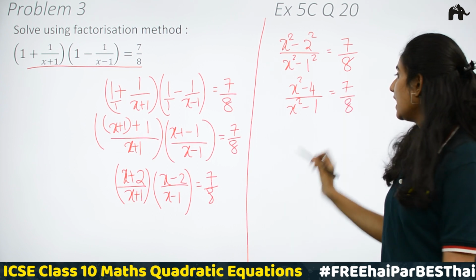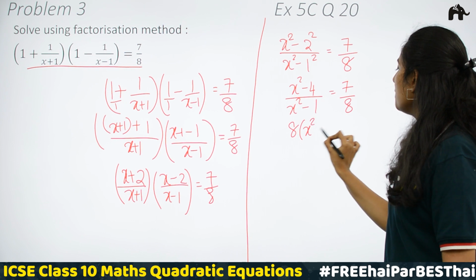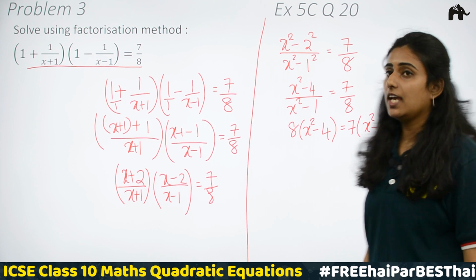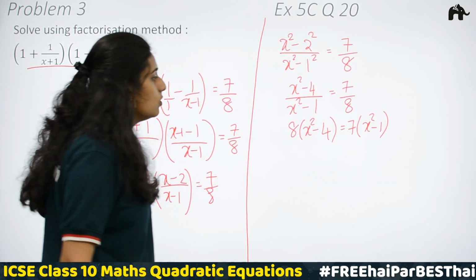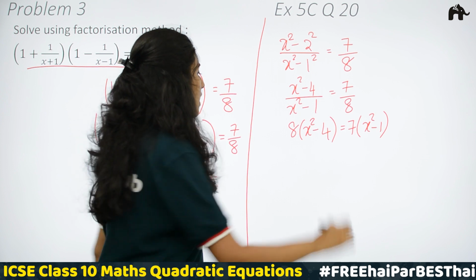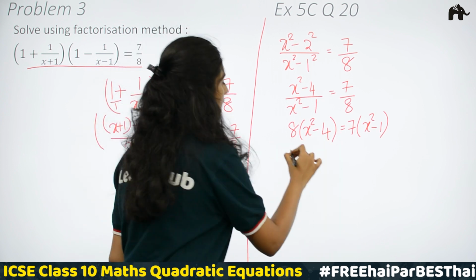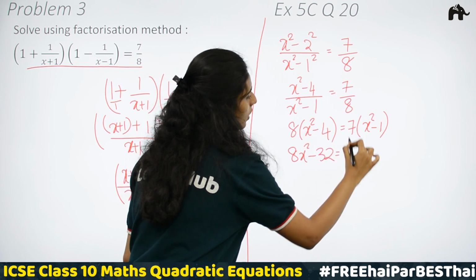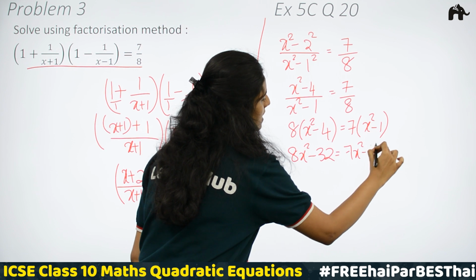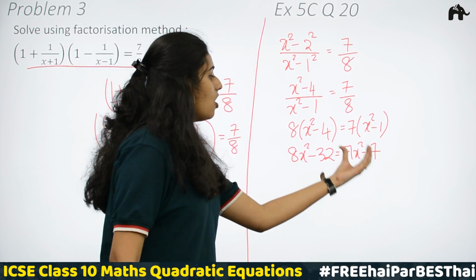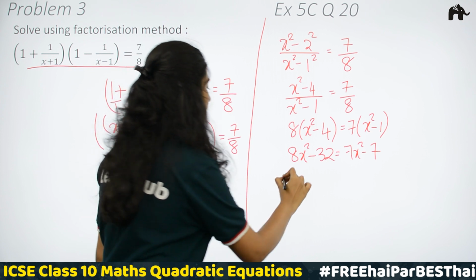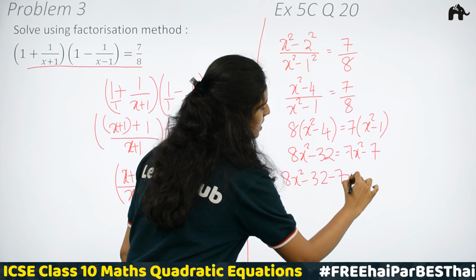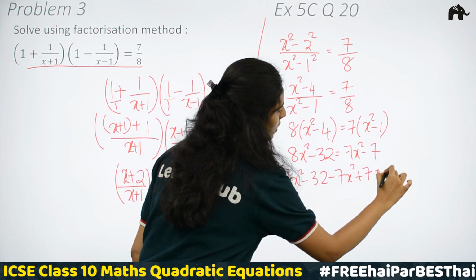Next step, cross multiplying. 8 into x square minus 4 is equal to 7 into x square minus 1. Now removing the brackets and multiplying, we get 8x square minus 8 into 4, 32 is equal to 7x square minus 7. Okay. Now bringing all the terms to the left hand side, we get 8x square minus 32 minus 7x square plus 7 is equal to 0.